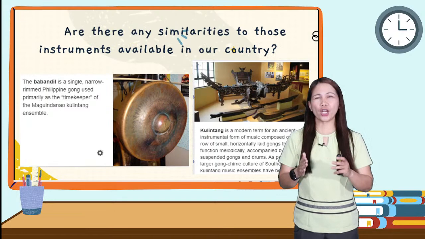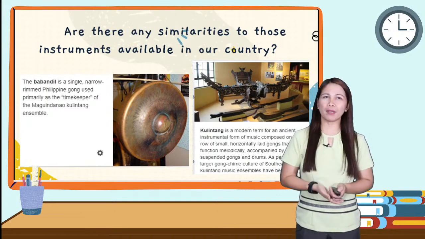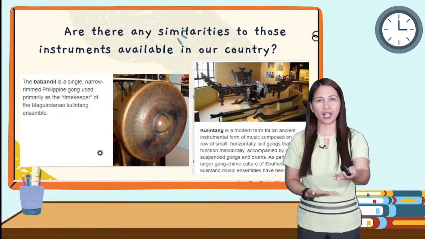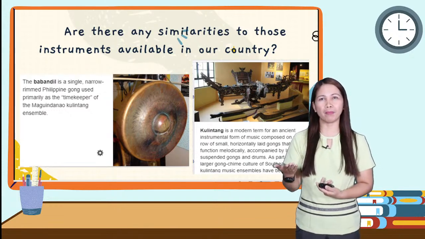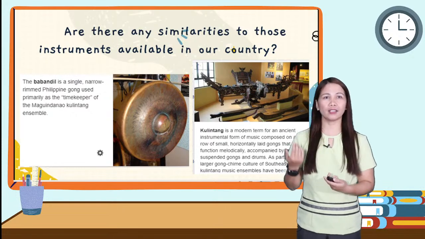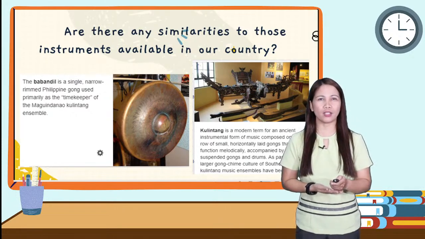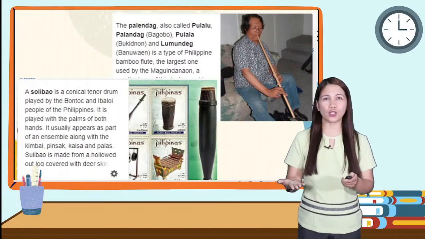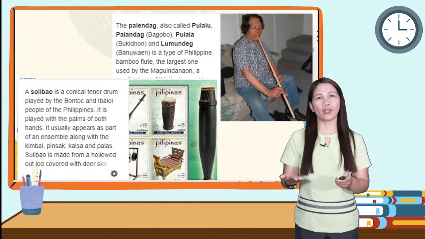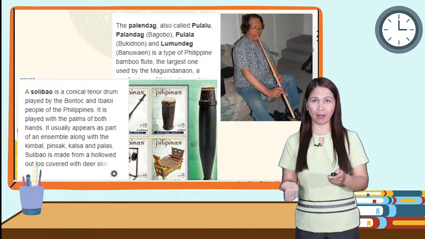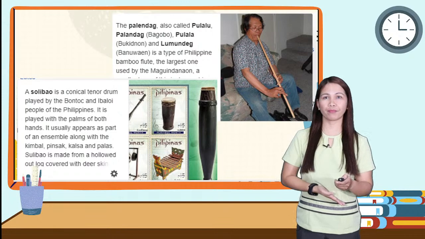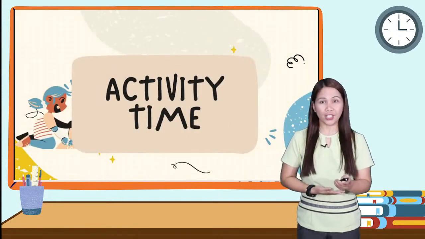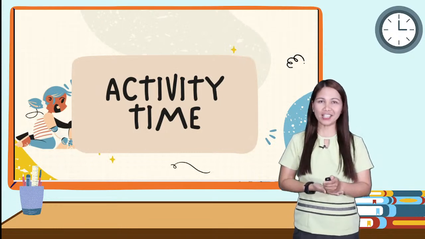So class, are there any similarities to those instruments available in our country, in the Philippines? Of course, I have cited those pictures like the babandil and the kulintang, instruments usually for gongs and drums. Another is the palindag, or the bamboo flute, and the sulibao, which is the conical tenor drum.